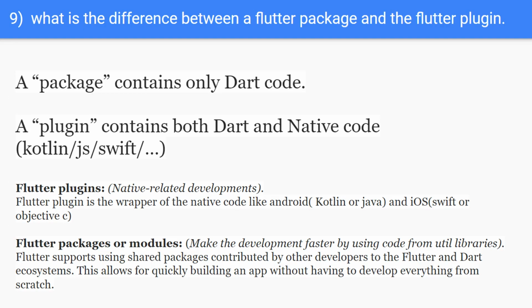Ninth question is what is the difference between a Flutter package and a Flutter plugin? In simple words, a package contains only Dart code, like inside a package only Dart code files are available, but inside a plugin you can have both Dart and native code, like Android or iOS code. You can say a Flutter plugin is a wrapper of native code like Android and iOS code, and also web code as well.